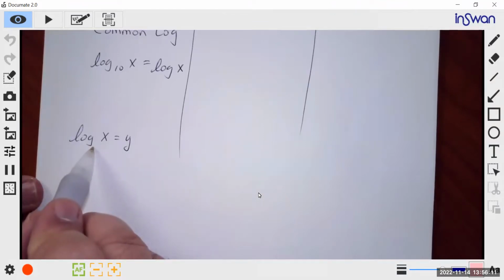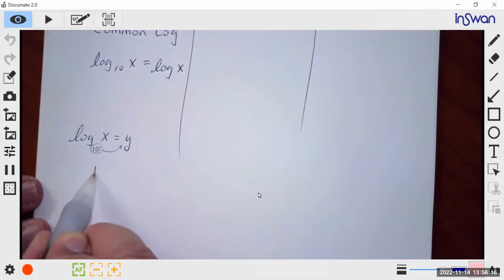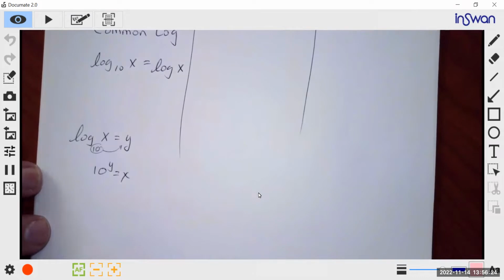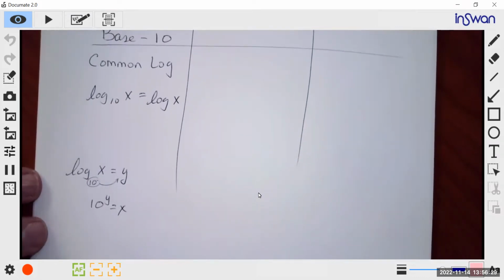What's the base? It's base 10. So this base pushes that one up. So we have 10 to the y equals x. If there's nothing there, it's automatically a 10. Those are called common logs.